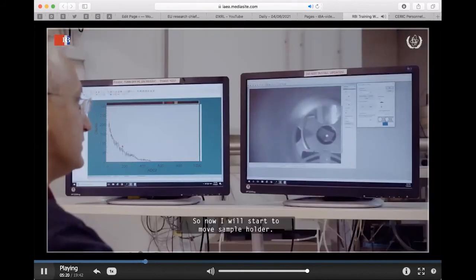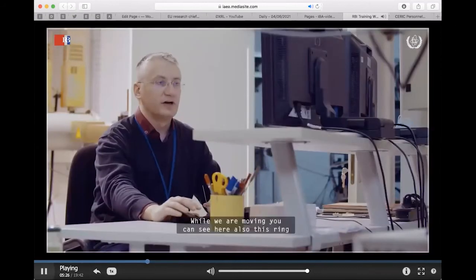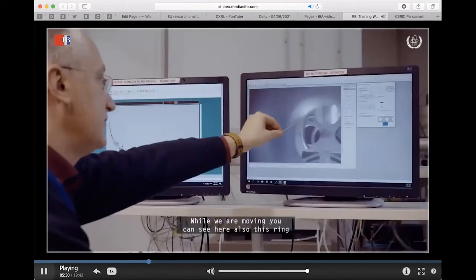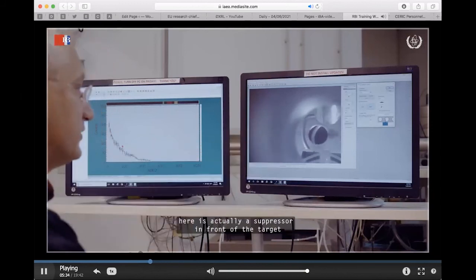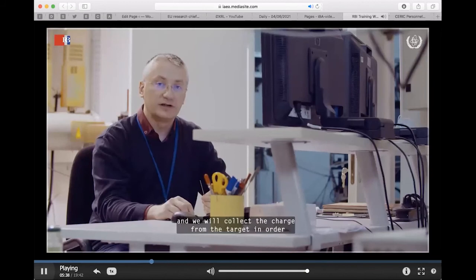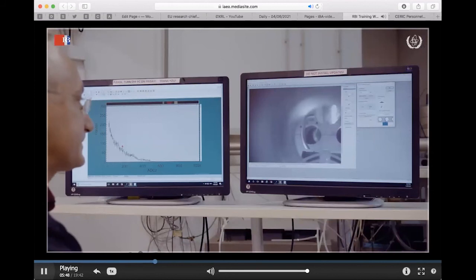So now I will start to move the sample holder. While we are moving, you can see here also this ring, which is actually a suppressor in front of the target, and we will collect the charge from the target in order to make charge normalization. This suppressor is for the suppression of the electrons, and usually it's put on -400 volts.